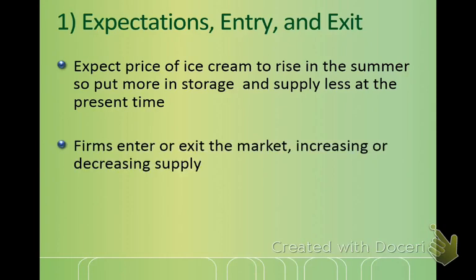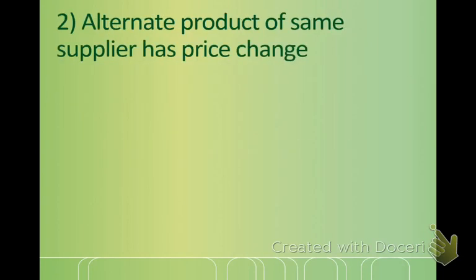Okay, and then I talked about entry and exit, decreasing or increasing supply. The A stands for alternate product of the same supplier has a price change. Okay, an alternate product of the same supplier. There's an inverse relationship. If the price of something else that I produce goes up, I'm going to sell less of the other thing now and put more resources towards the thing that has a higher price.